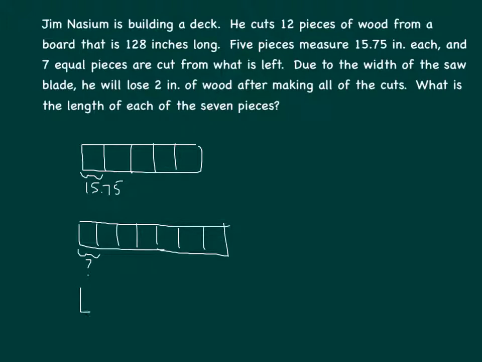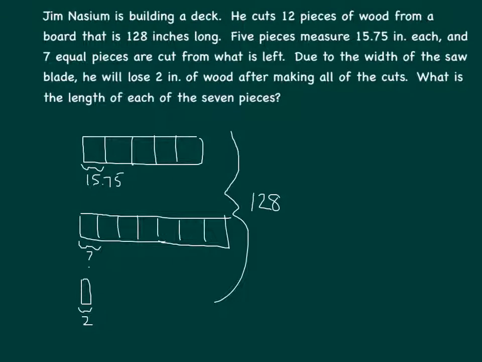And then I have my waste, which is going to be 2 inches. And the whole thing all together is going to be 128 inches. So I can see that in order to find out what each of these pieces are, I need to take my whole length, subtract out the waste, subtract out the known boards that I have, and whatever's left needs to be divided into 7 equal parts.